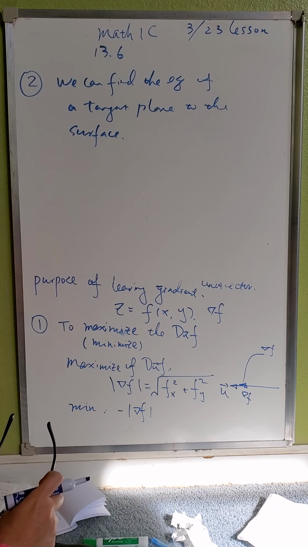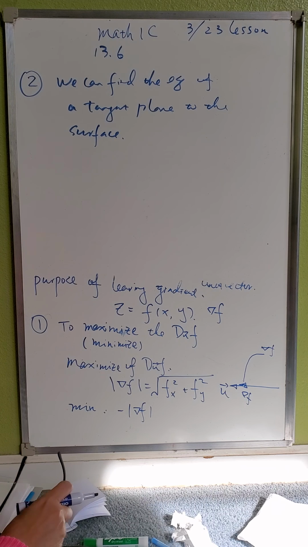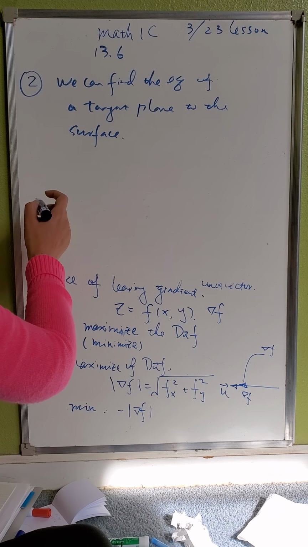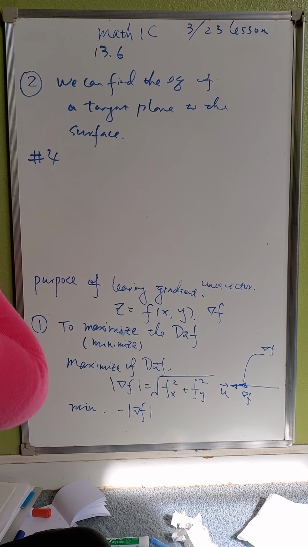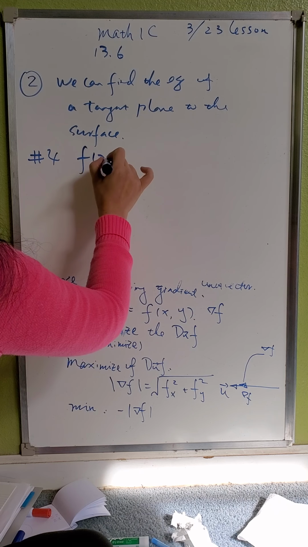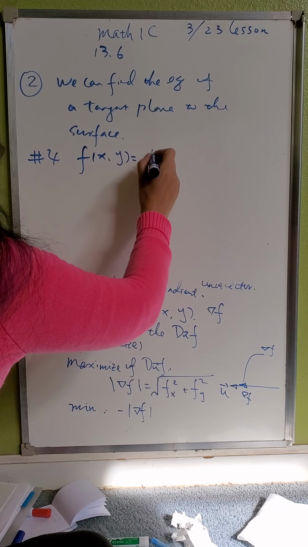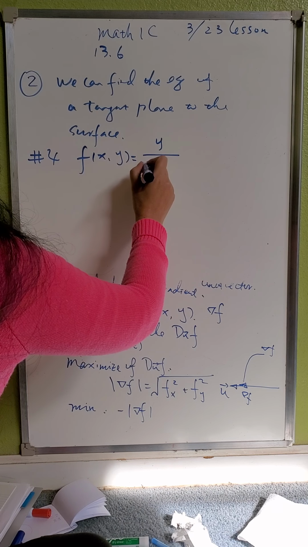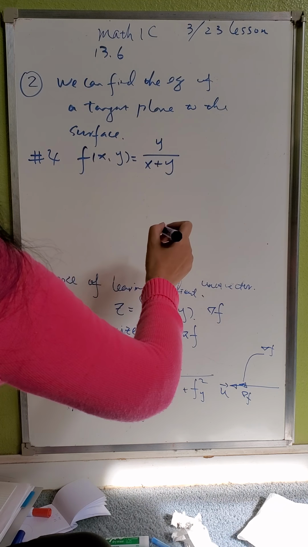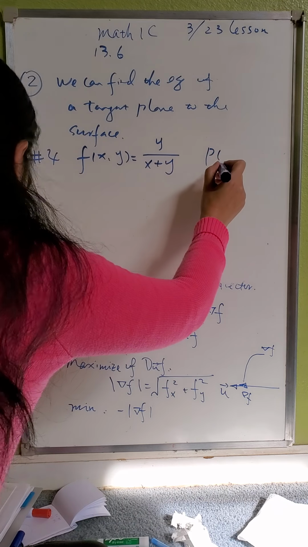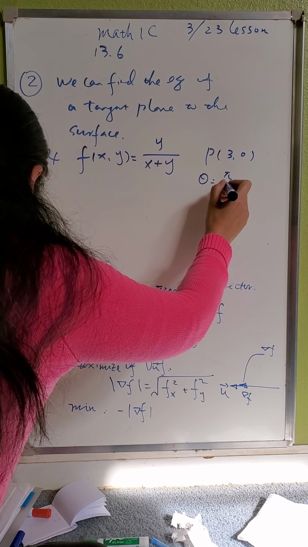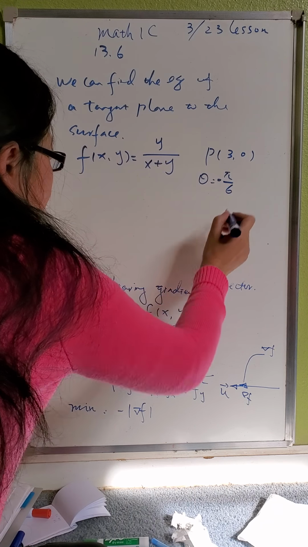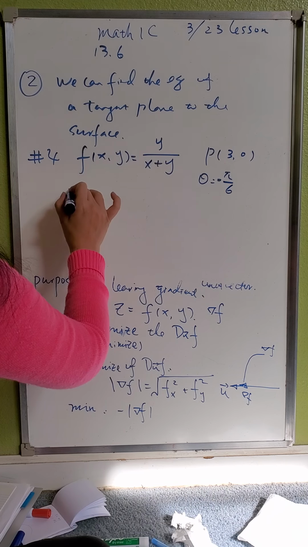The first example we're going to do is to learn how to find the gradient and directional derivative. So this is problem number 4. We are given a function f(x, y) equals y over x plus y. And there's a point P at the point (3, 0). And we are given theta equal to negative pi over 6. They said find this one.